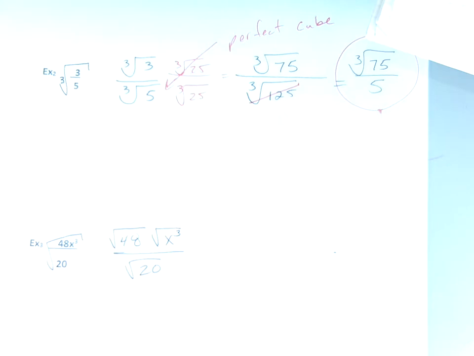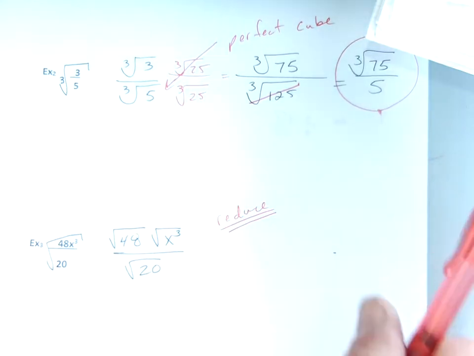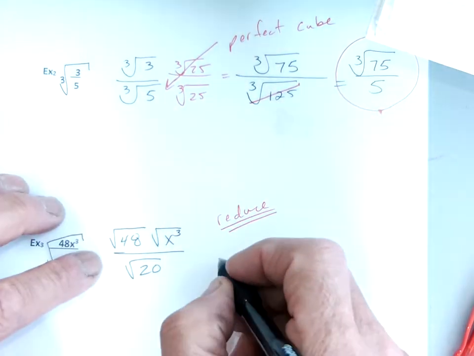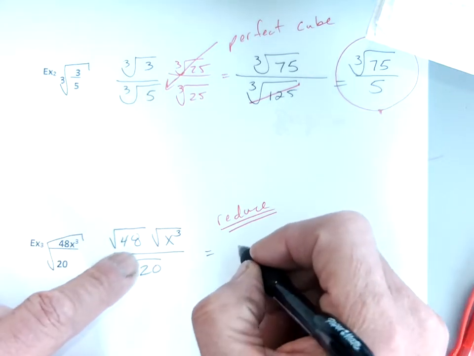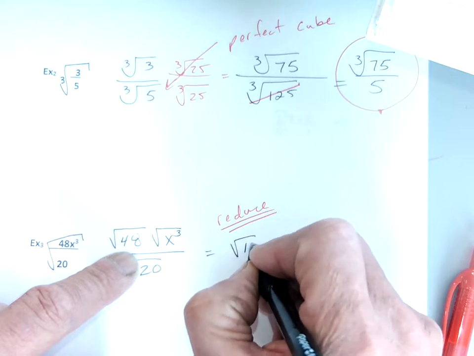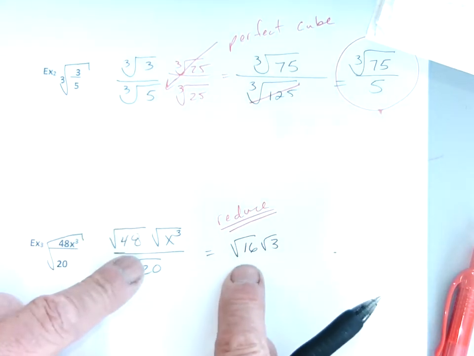Well, I just have to break things down first. So let's reduce it first. So before we do anything, let's reduce, because if we can reduce, it makes it easier. So I'm going to reduce this. I know 48 has a perfect square. I'm looking for a perfect square. It can be square root of 16 times the square root of 3. 48 is 16 times 3, and 16 is my perfect square.